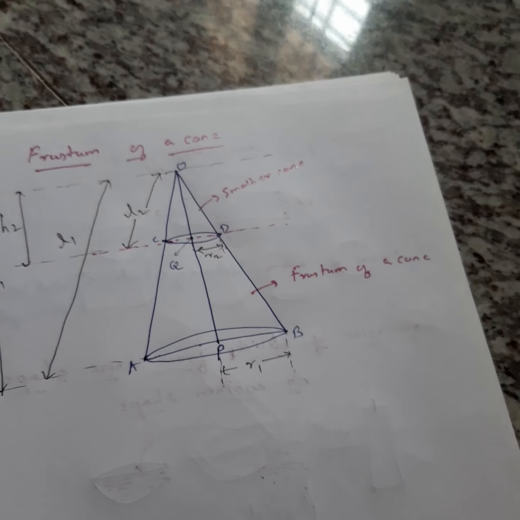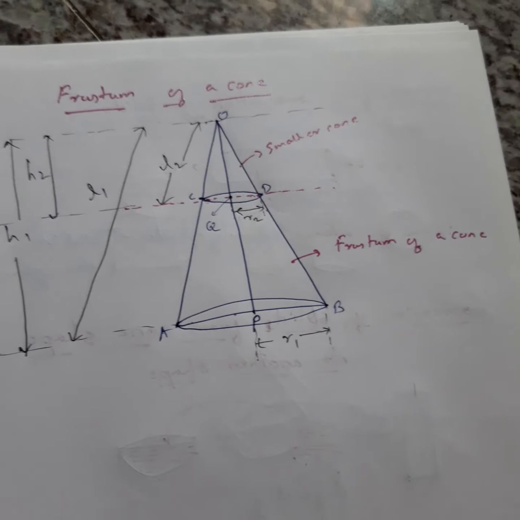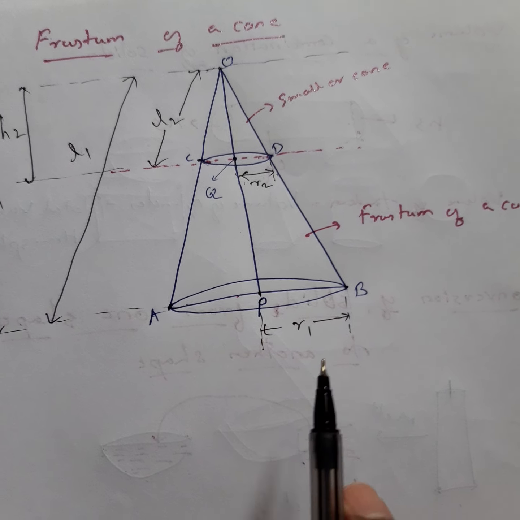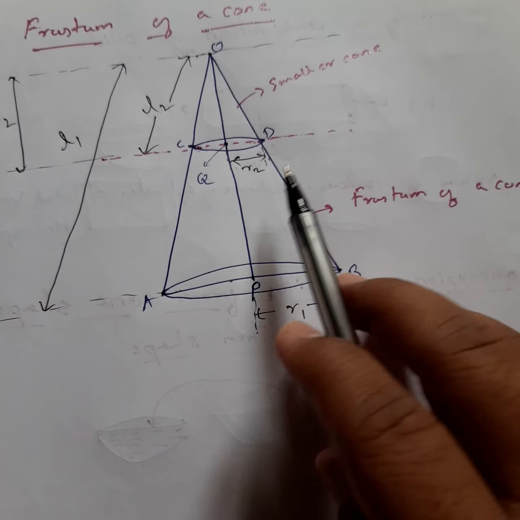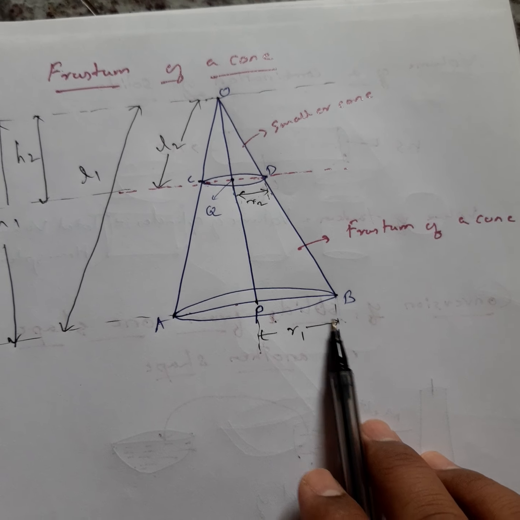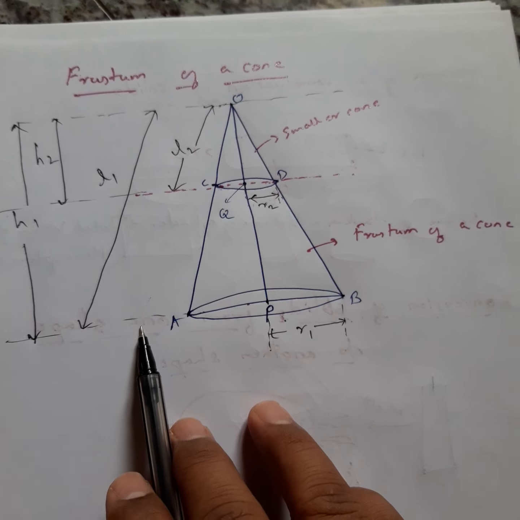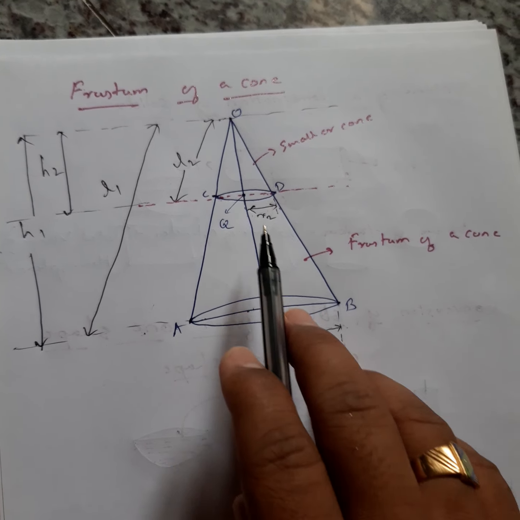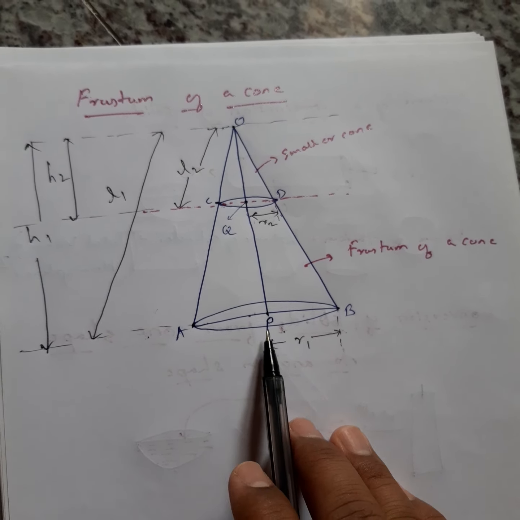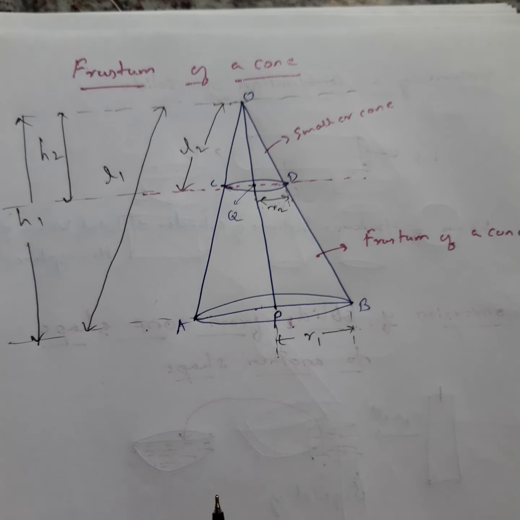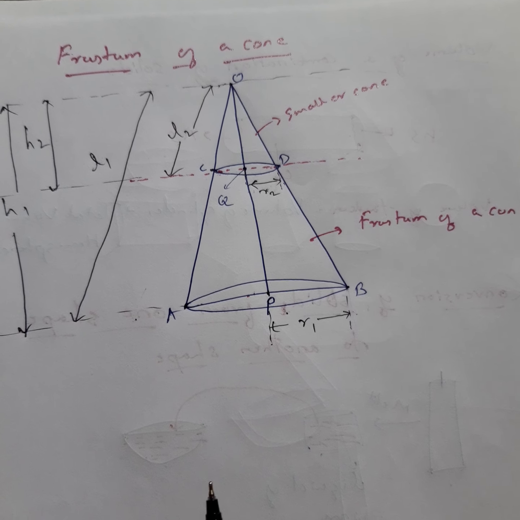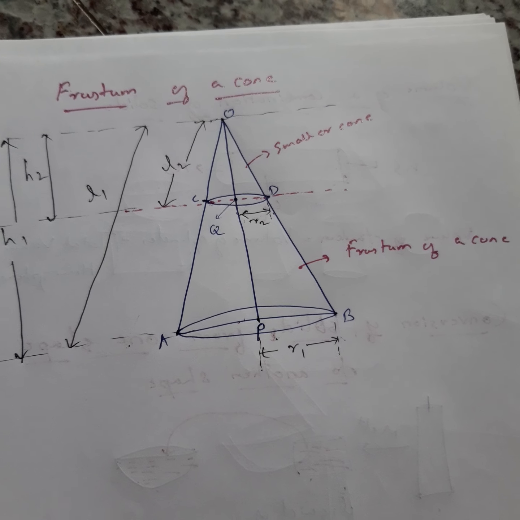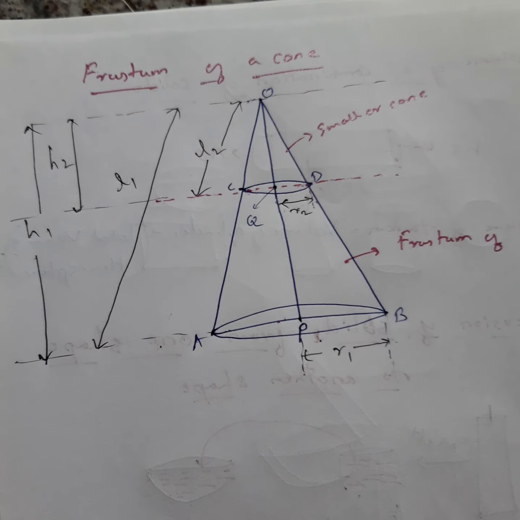Now I told you I want to find the total surface area of this frustum. To find that, R1 is already given. R2 I don't know, the slant length I don't know, the height I don't know. If I come to know all these, then I can easily find the area of the frustum. So let us understand how it is built.